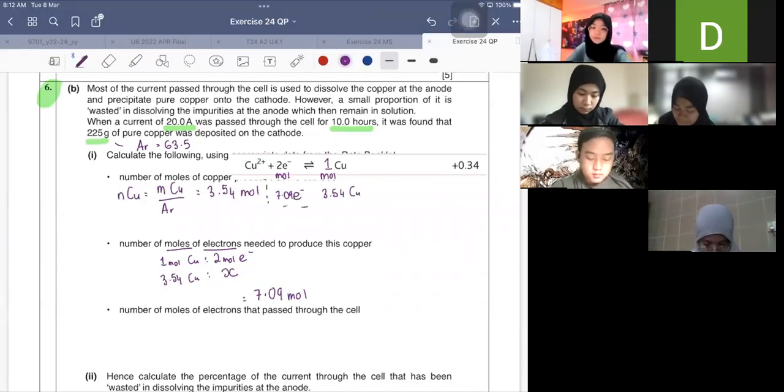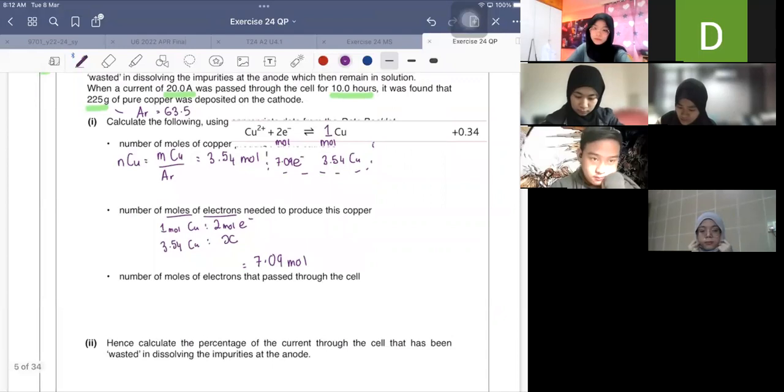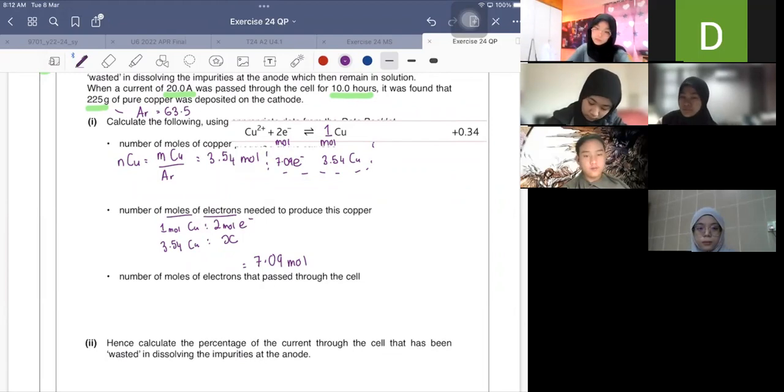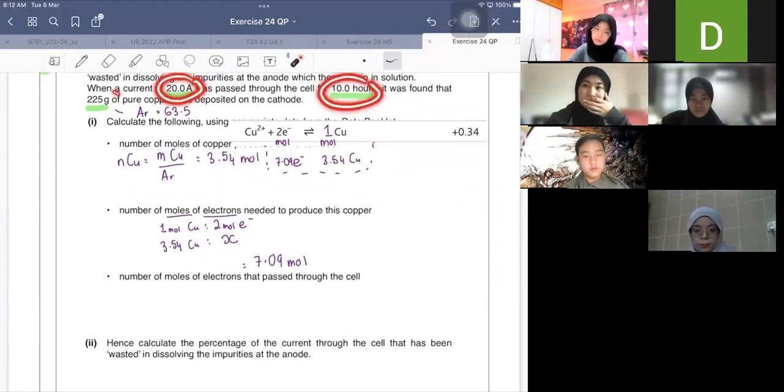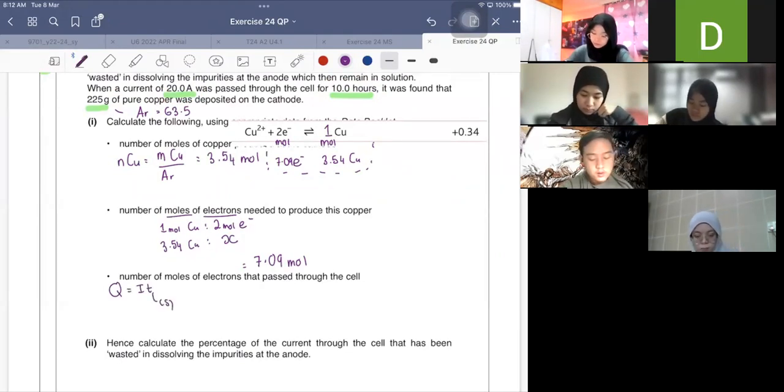Okay. Right. Next, number of moles of electrons that pass through the cell. So that means you want to know how many moles of electrons is associated with the charge that you have in the electricity that you used, okay? So you notice that we haven't used the amperes and the time, right? So first we want to find Q equals to IT, bearing in mind that your T has to be in seconds. So please find that first. Q equals to IT.